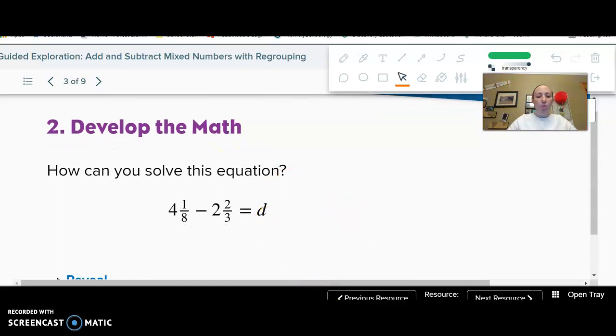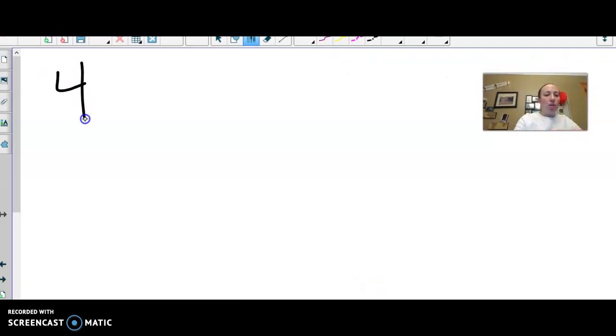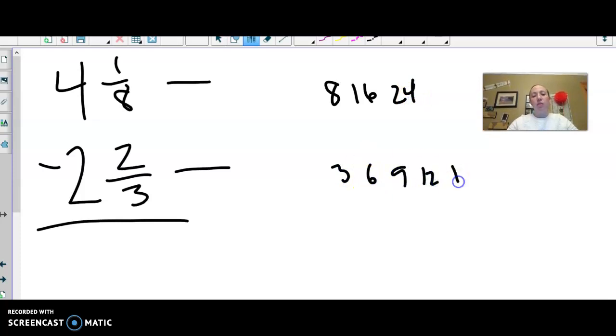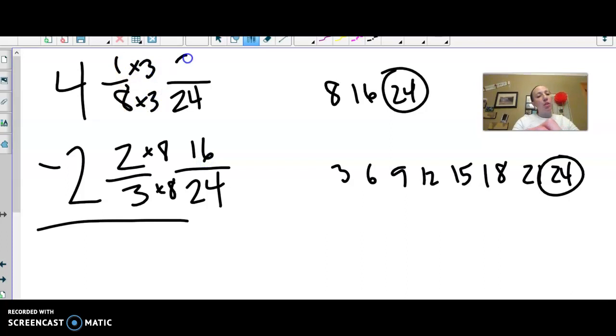Well, let's go ahead and walk through the problem. 4 1/8 minus 2 2/3. So we do the first part the same. So we think about our multiples, 3, 6, 9, 12. Hopefully this is getting a little faster now. Oh, 24. This one's times 8. So I get 16. This one's times 3 and times 3.